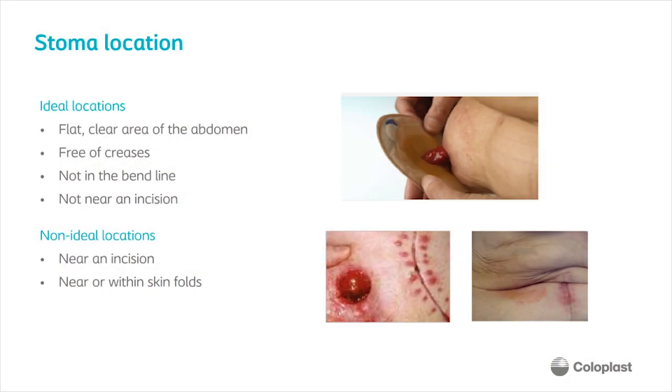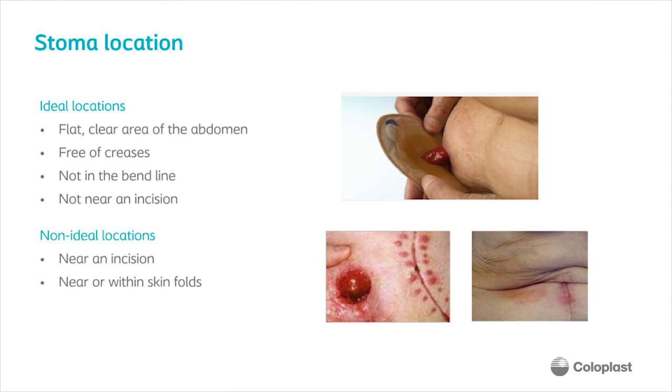The location of the stoma on the body could be ideal or may create difficulty for some individuals to pouch and manage. The ideal location for stoma placement is a flat, clear area of the abdomen, free of creases and not in the bend line. A flat area maximizes the opportunity for ease with ostomy pouch placement, increasing adherence and successful outcomes.